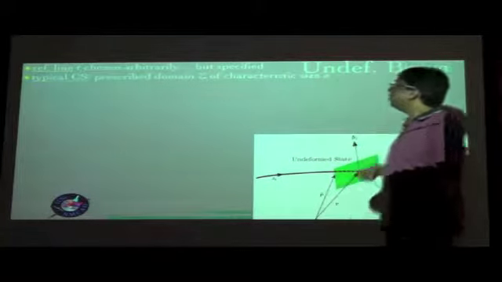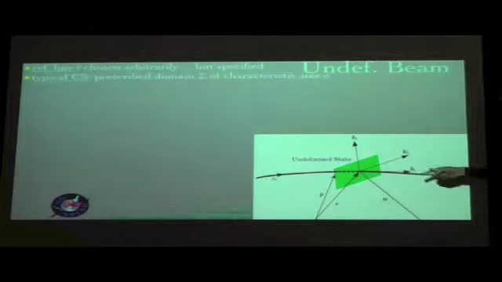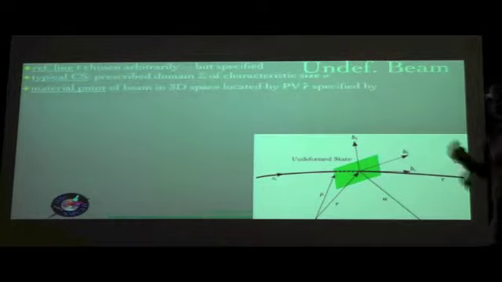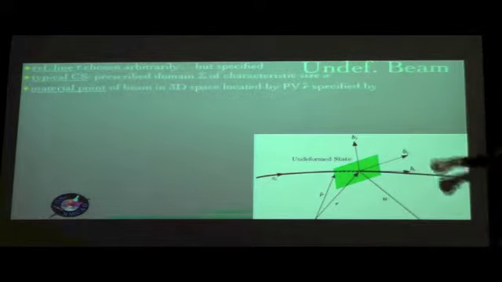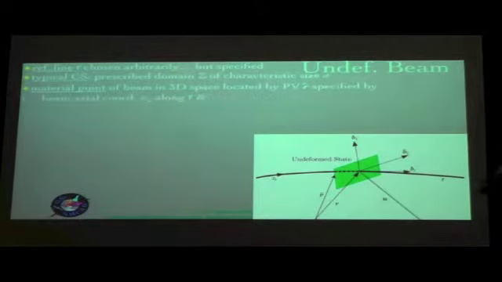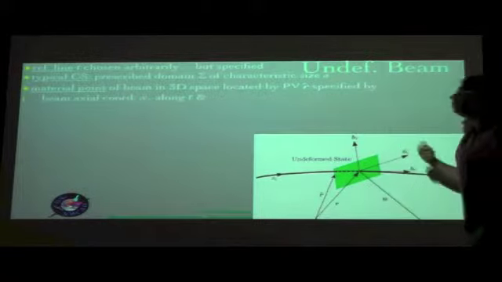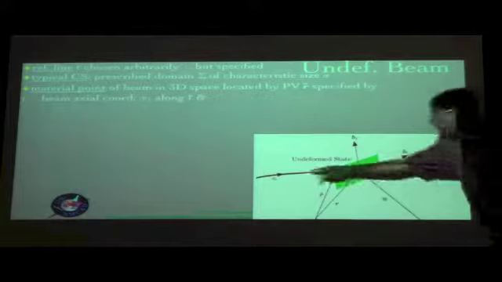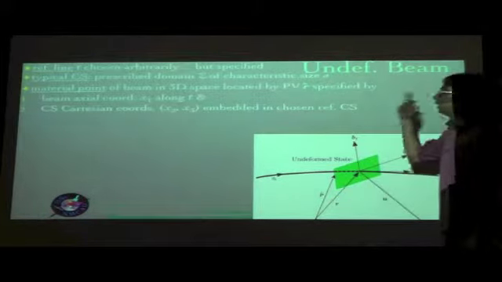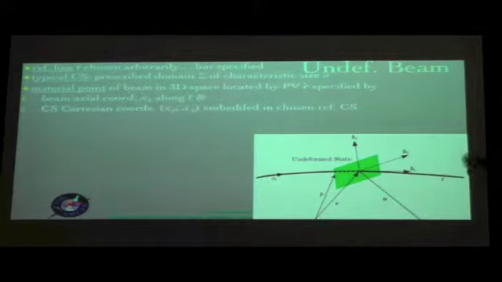So typical cross section is the prescribed domain sigma of a characteristic size A. In the case of class R, there is only one characteristic size associated with it. In an S class, you would have two characteristic sizes associated with that. The material point of the beam in a three-dimensional space is again located by that R hat, which is the position vector, which again is specified first of all by the R, which is the beam axial coordinate x1, which indicates a particular point, and therefore this vector R. And then you have the cross-sectional Cartesian coordinates x2 and x3, which are embedded in the chosen reference cross-section.